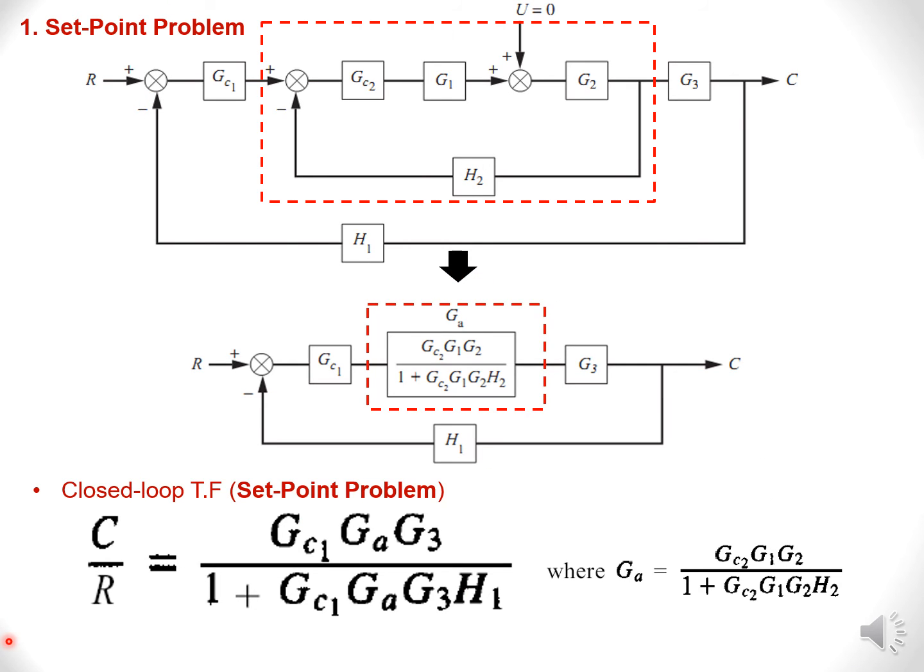So if you have a set point problem, okay, we just simplify this cascade. We can simplify it in this block diagram here. As we've seen before, the closed loop transfer function is given by this one. For set point, we should look at the output over R. So we can get this for the set point problem in the cascade system.